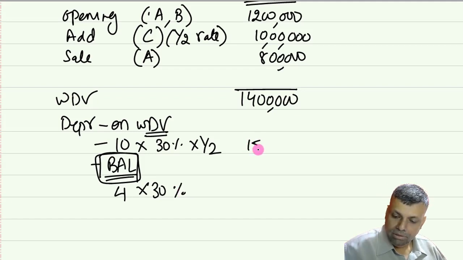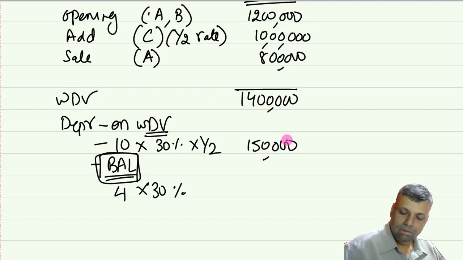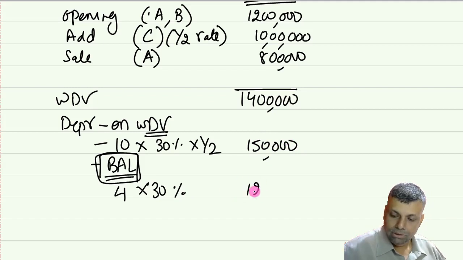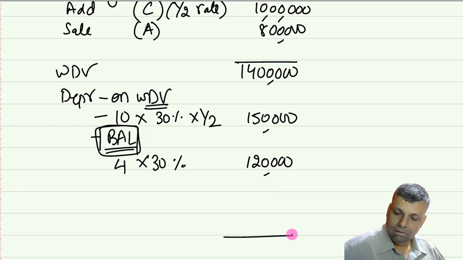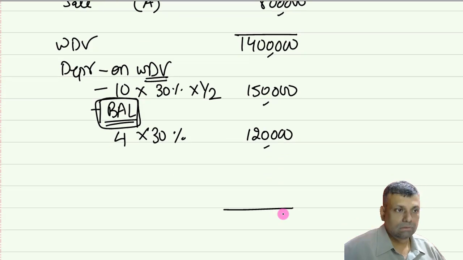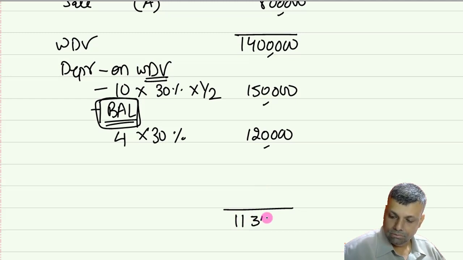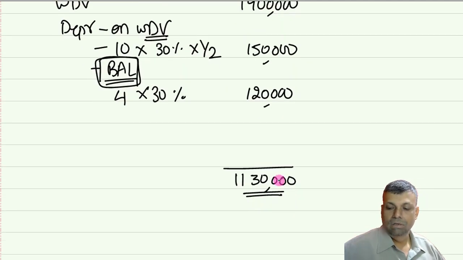Okay, so this is going to be 1,50,000 and this is going to be 1,20,000, and your closing WDV is going to be 14 minus these two, that is your 11 lakhs and 30,000. This is your calculation of the first part.